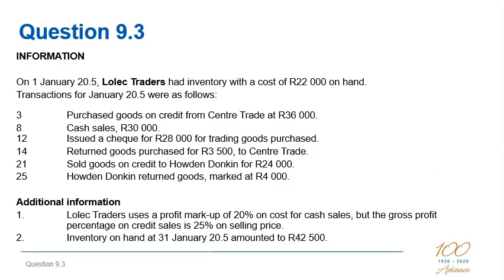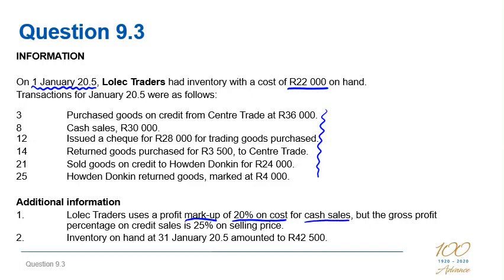The given information, they tell us on the 1st of January, Lolac Traders had inventory with a cost of 22,000 Rand on hand. So that's start of the period that we are reporting, 1st of January. Then they give us a number of transactions where we buy and we sell, or we return or we receive returned items. And then in additional information, number 1, they tell us that Lolac Traders uses a profit markup of 20% on cost for cash sales.